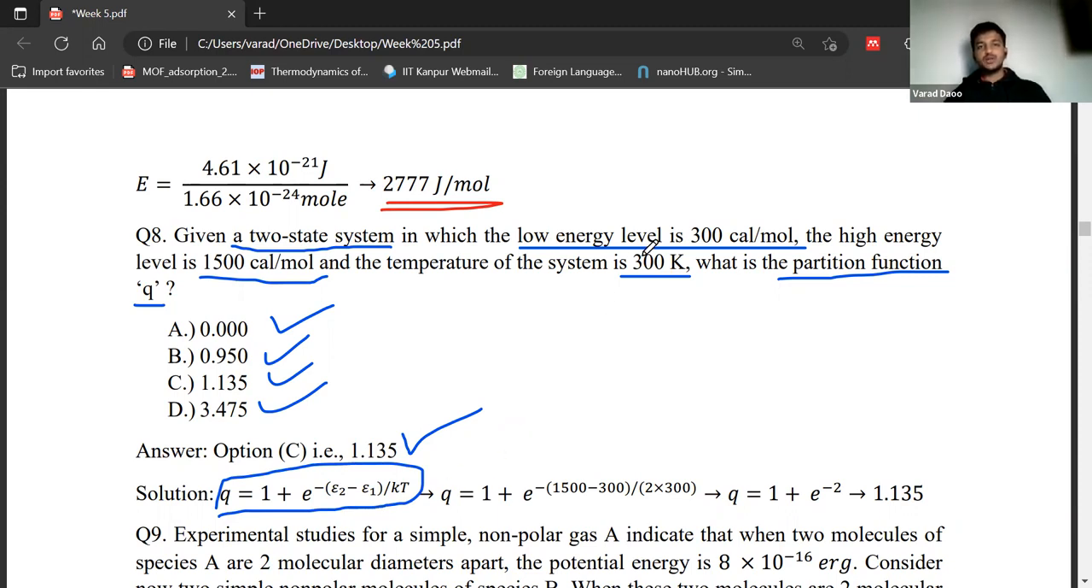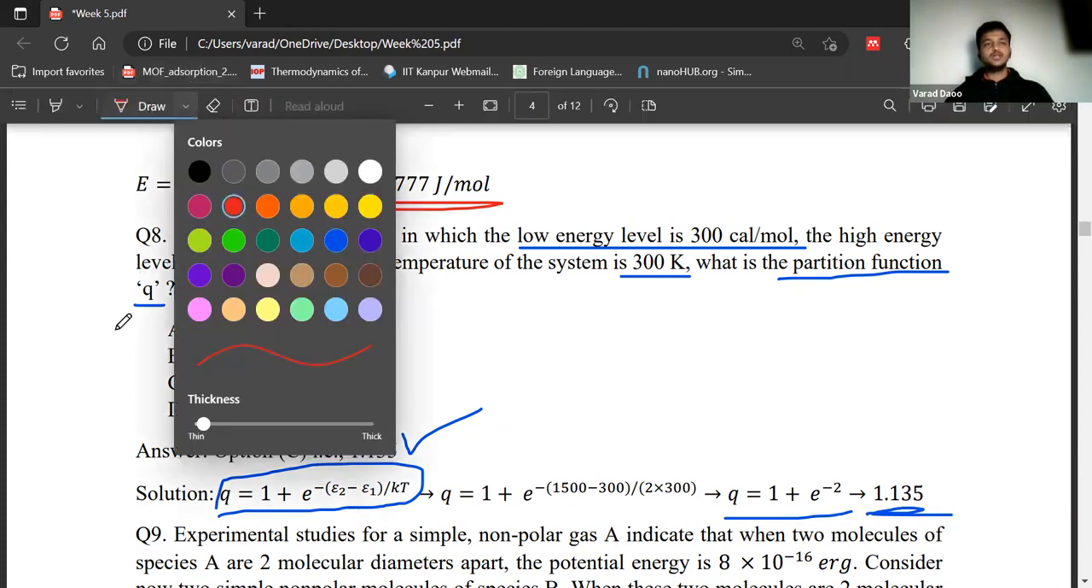So then you just put in the values. We are given the energies 1500, 300, and 2 into 300 for the temperature. You just put in the values and you get 1 plus e to the power minus 2, which is nothing but this value. So the correct answer is option C.